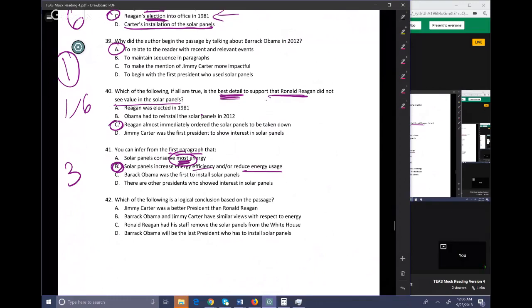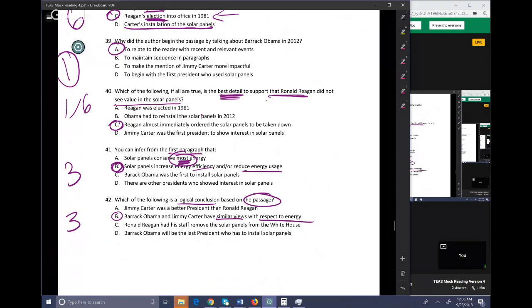Which of the following is a logical conclusion? So also from Reading 3, based on the passage. Now we're looking at the whole passage. Barack Obama and Jimmy Carter have similar views with respect to energy. We can't say they're similar presidents. We can't say they have similar views in general. But we can say with respect to energy, since they performed similar actions, went out of their way to try to conserve energy, that they must view that similarly.